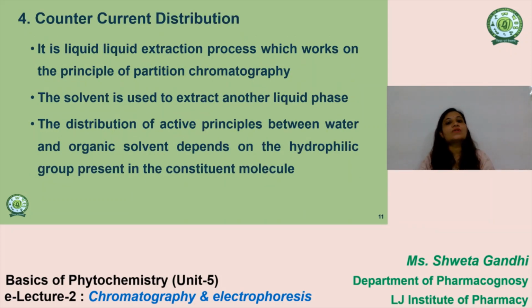Next, counter current distribution. What do you mean by counter current distribution? Counter current means a liquid extraction process. The main principle of this process is partition chromatography. This counter current distribution is done with the help of partition chromatography. The solvent is used to extract another liquid phase. The distribution of active principle between water and organic solvent depends on the hydrophilic group present in the constituent molecule. Hydrophilic group means it should be soluble, it should be water loving.